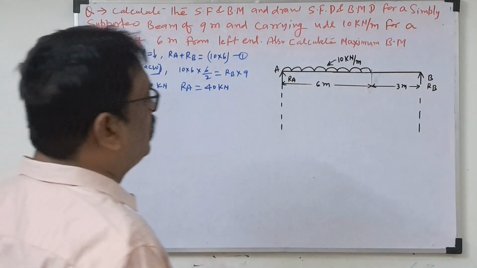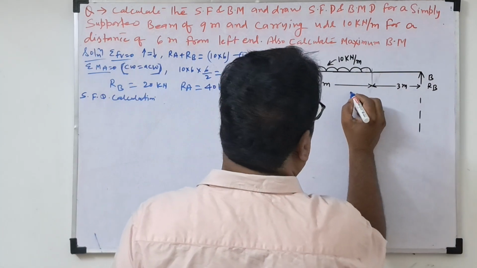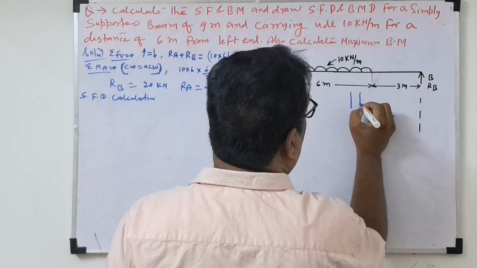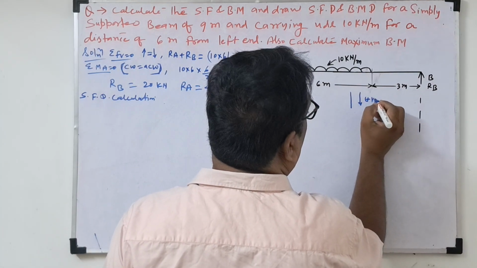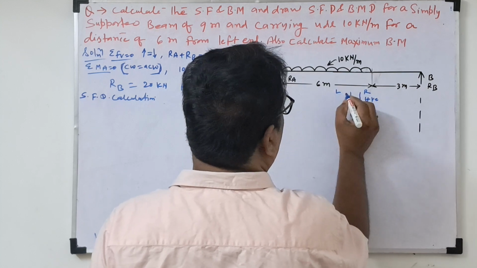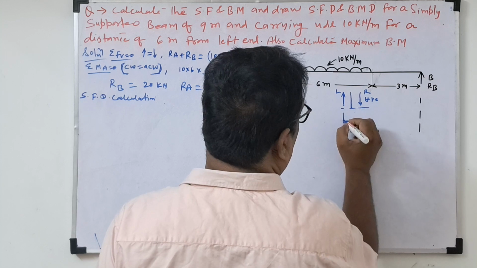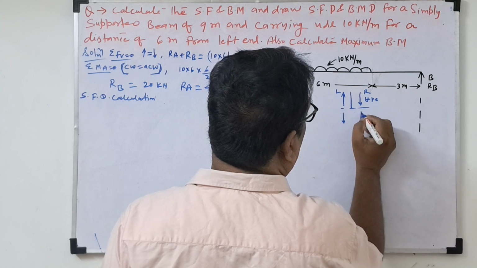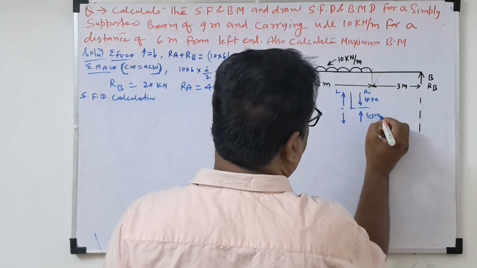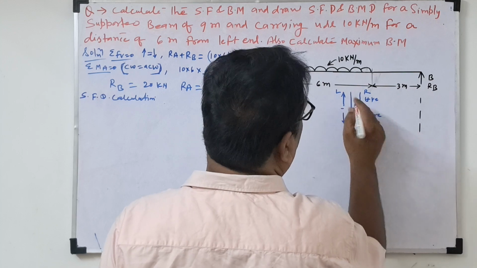What sign convention are we following here? I will draw it. This is the section. On the right side, downward force is positive. On the left side, upward force is positive. The reverse will be negative. This is the left side and this is the right side.